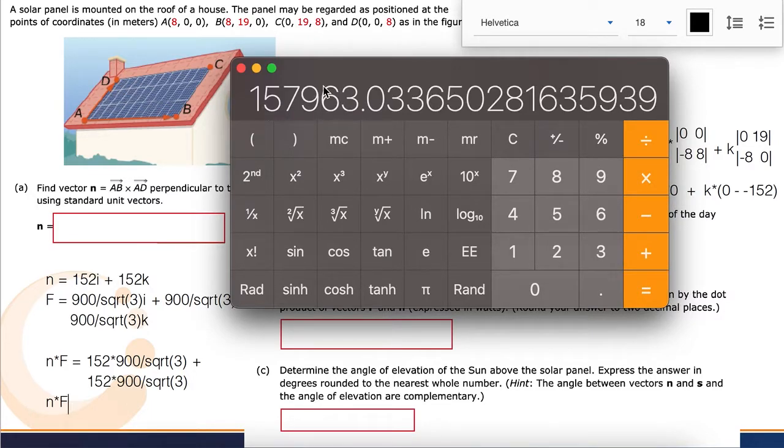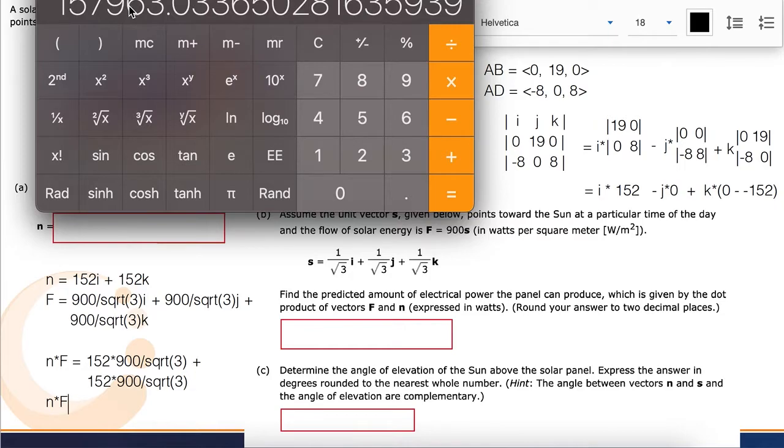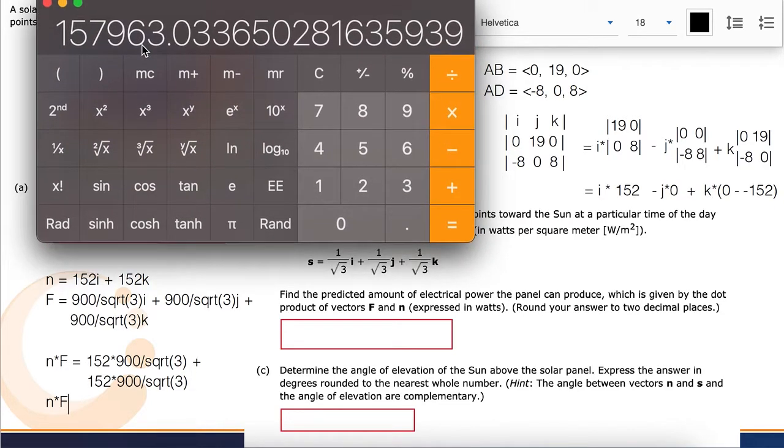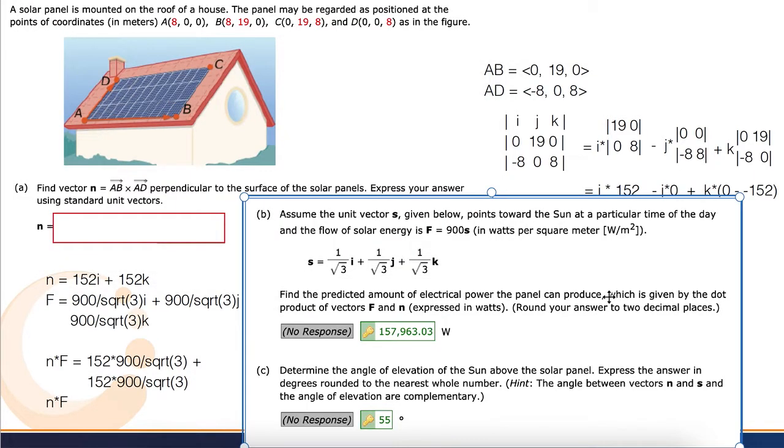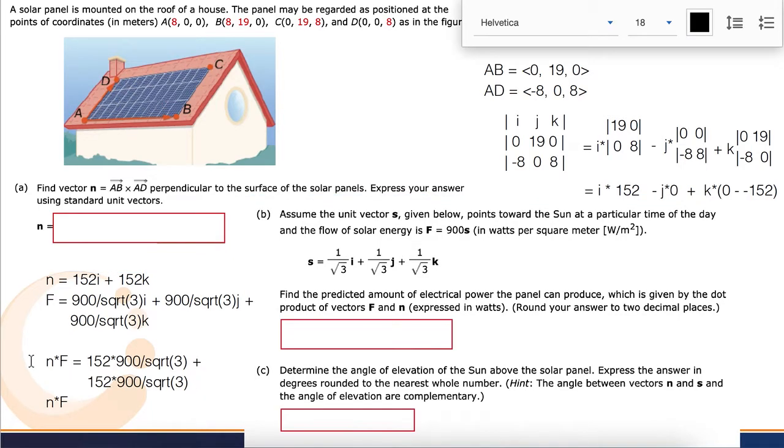Okay, so it looks like the answer for part B, in watts, because I think we were already in watts, yeah, is 157,963. Yep, and then it wants it to the second decimal place, so 0.03 there.